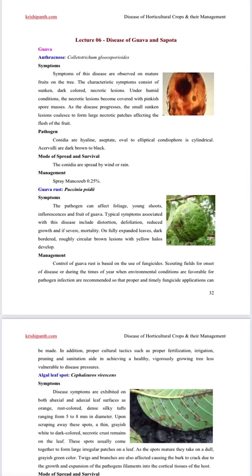Hello everyone. Today's topic is diseases of guava. This is the topic in your syllabus.